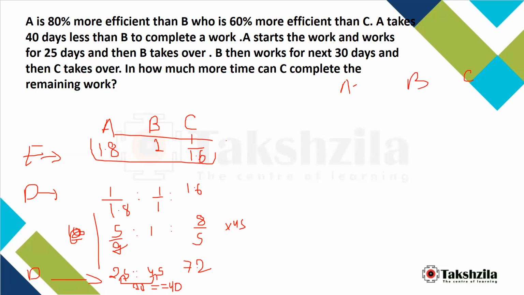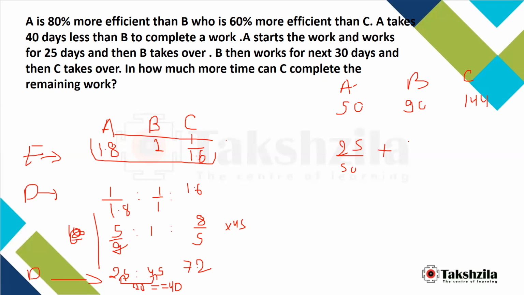If it was x, so it was 2, so 25 to 50, and 45 to 90, and 72 to 144. Okay, now this is the number of days we have got. Now A starts the work and works for 25 days. So 25 by 50. I'm using the fraction approach.